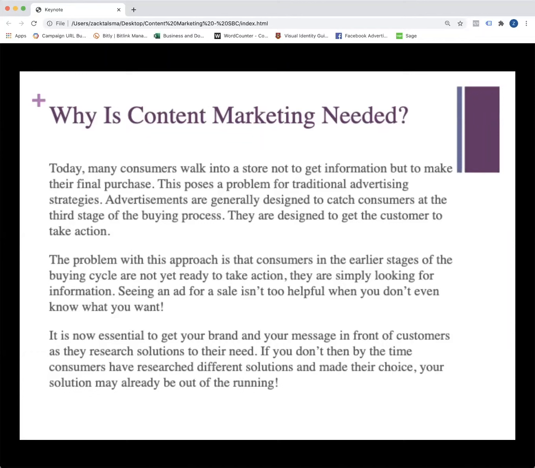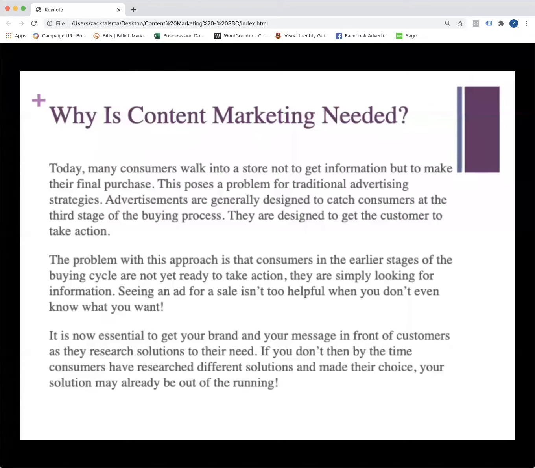This poses a big problem for traditional advertising, which is typically designed to reach people in the 3rd and 4th stages of the buying process. So people that are actively looking for ways of solving the problem. They've done some research and they're looking for very specific products, or they're even just looking to make a purchase. And that's where advertisements traditionally have really shined: sales coming up, or just advertising a specific product or service and the benefits of that product or service.